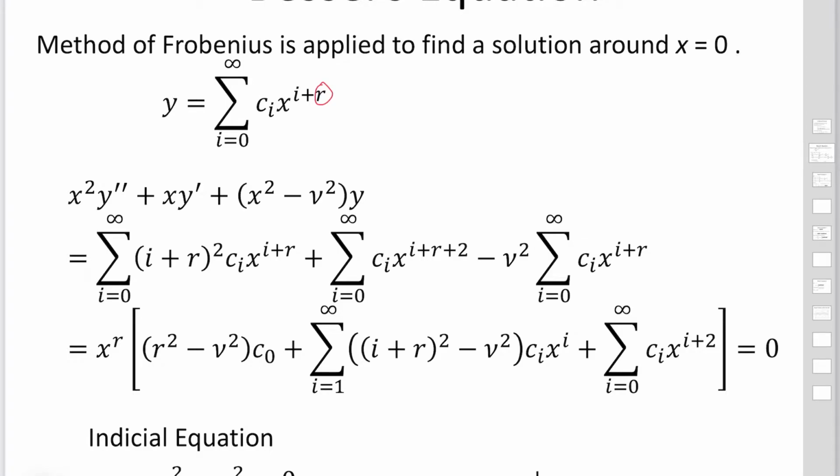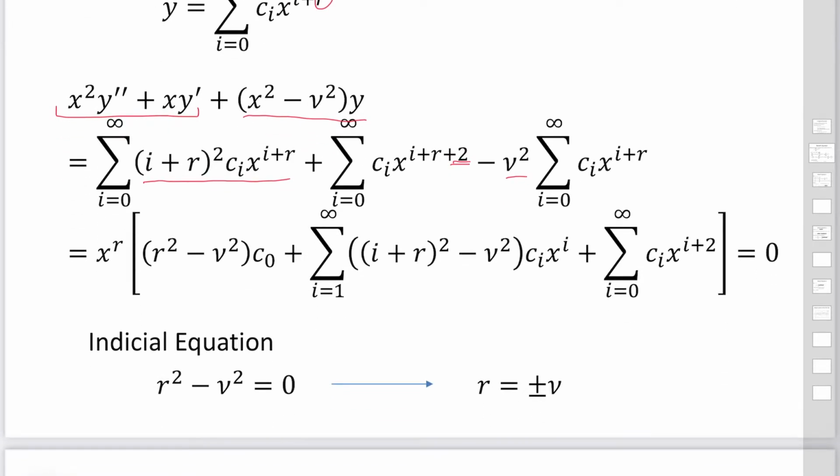x squared y'' plus xy' has the same power index of x, so we could combine two terms into a single term here. It becomes (i plus r) squared times c sub i times x to the i plus r. Then for these last two terms, the power index is increased by 2, so in this case it is the nu squared. Then we just pick up the i equals 0. Then you could find that the first term is expressed as r squared minus nu squared times c sub 0. And the other terms, the first term and third term combine into the second term. The second term is going to become the third term.